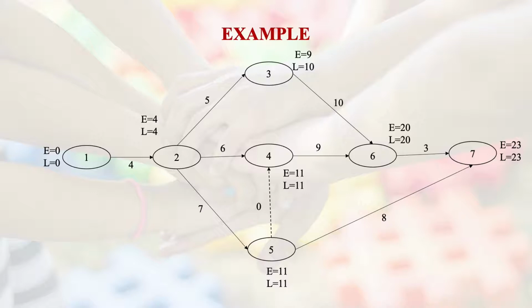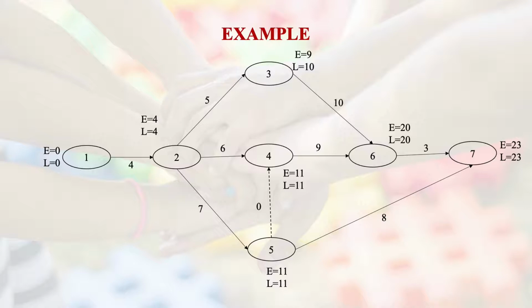And then moving on with this. Suppose from 3 to 6, what is the earliest occurrence time? E was 9, so 9 plus 10, 19. The first path was 3 to 6, and the total computation there is 19. From 4 to 6, the computation time is E of 4, which is 11, plus 9, so it is going to be 20. So the maximum of these two, 20, is taken. So the earliest occurrence time of event 6 happens to be 20.